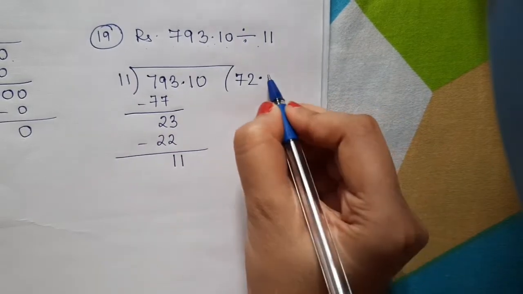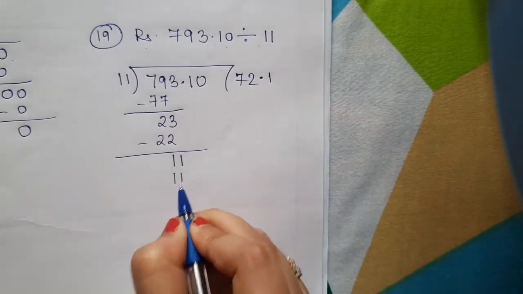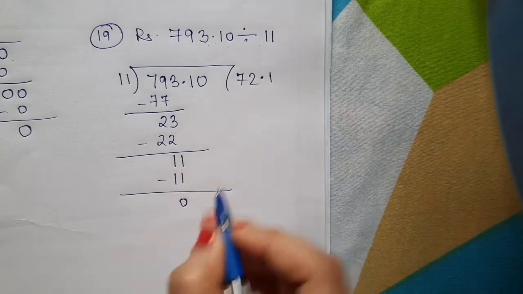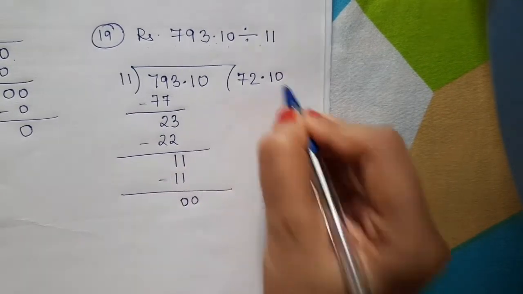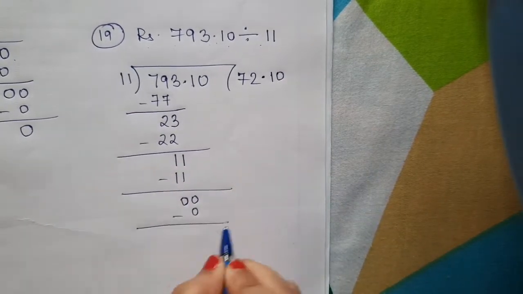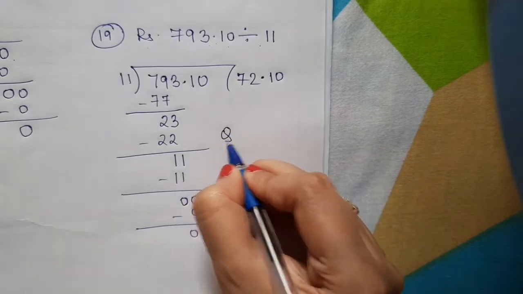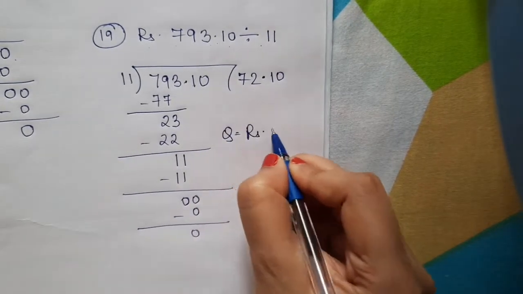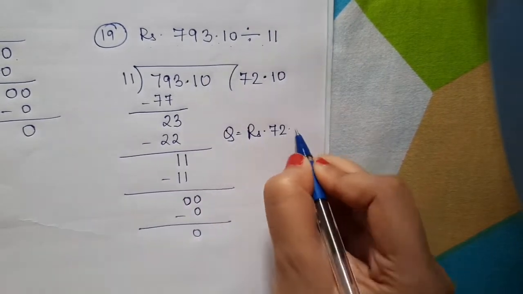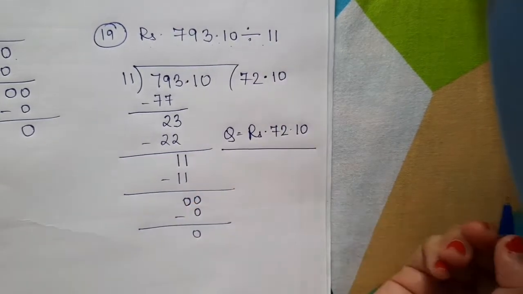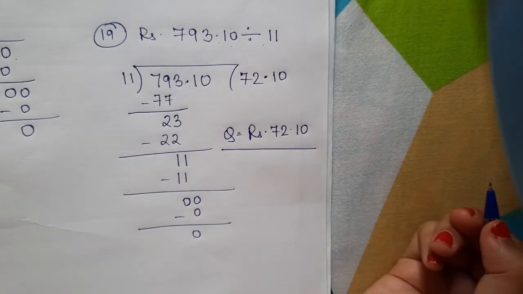11 ones are 11, minus 0. There is a 0. Bring this down. 11 zeros are 0, minus 0. So our quotient becomes rupees 72.10. This becomes our answer. Easy, isn't it?